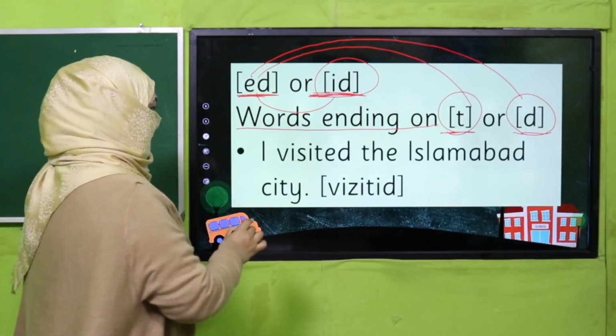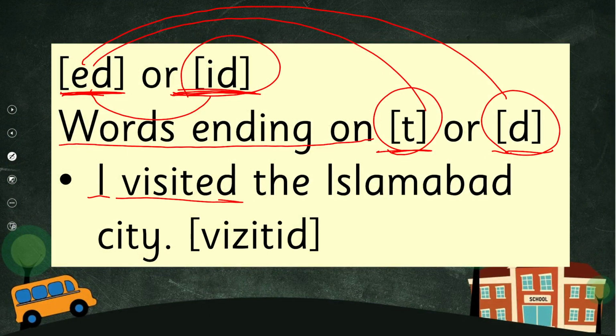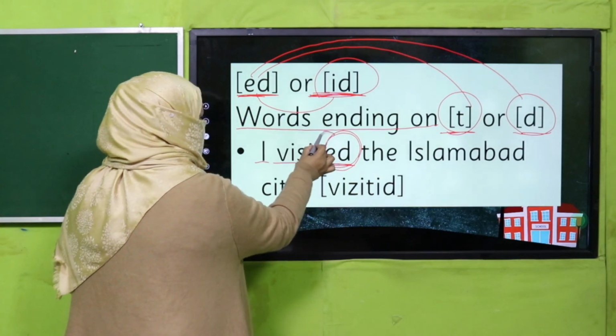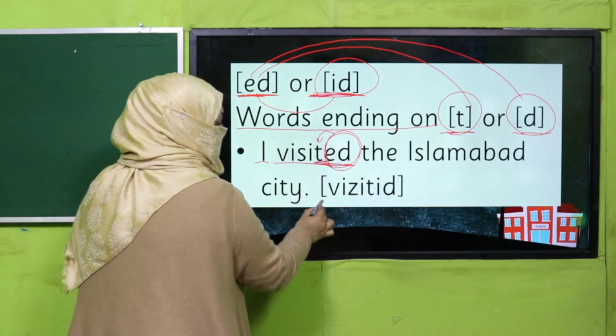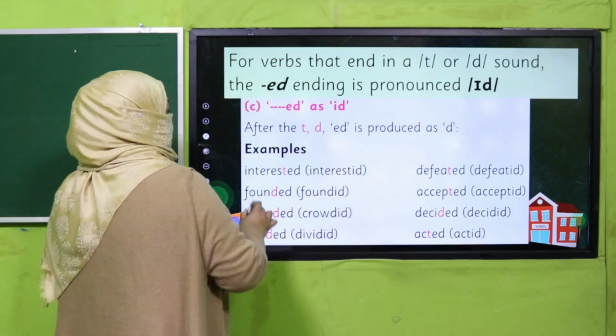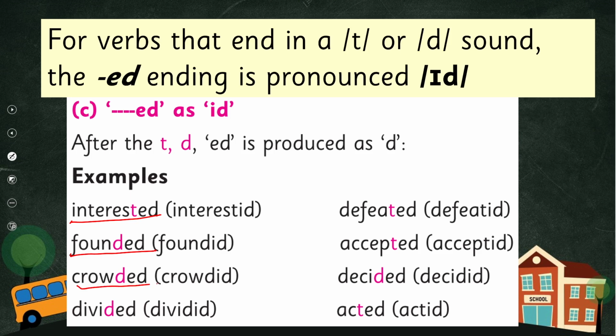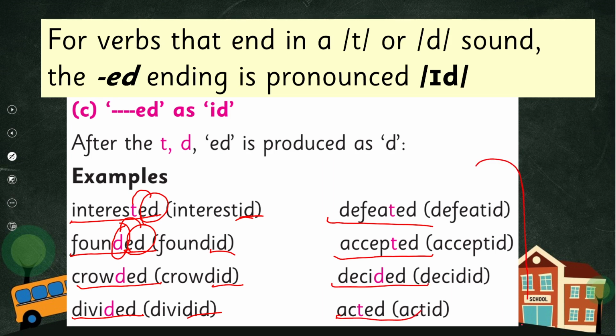For example, I visited. This ed is pronounced as id because before this there is t, visited. So these are the examples from your book: entrusted, founded, crowded, divided. So in all these words, because before ed there is d or t, it is sounding as id. Are you getting it? Let's practice it further. Defeated, accepted, decided, acted.